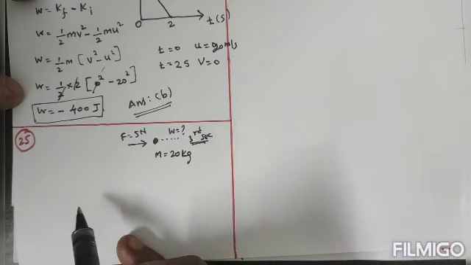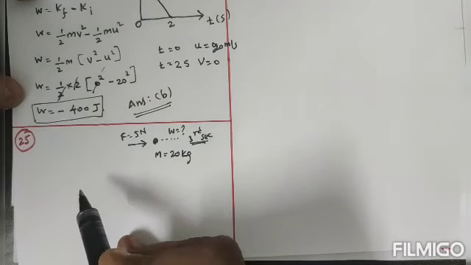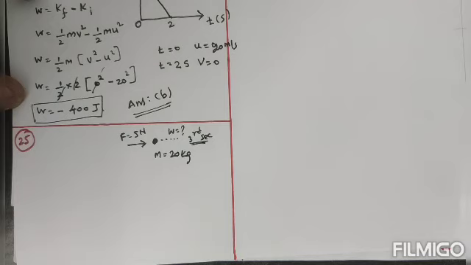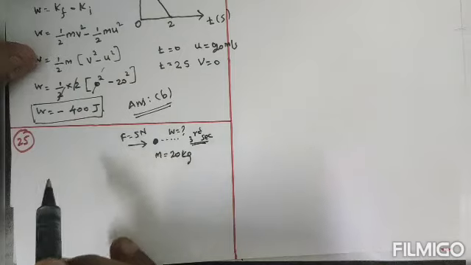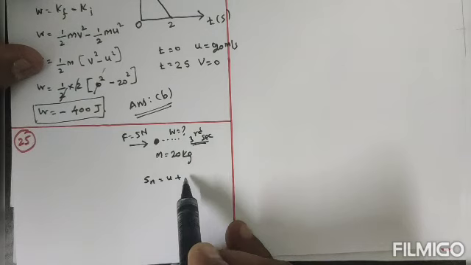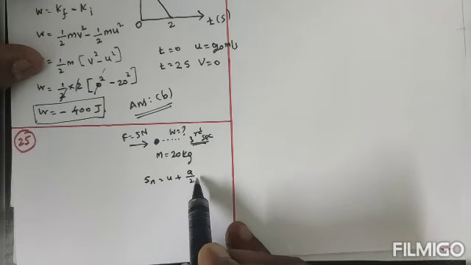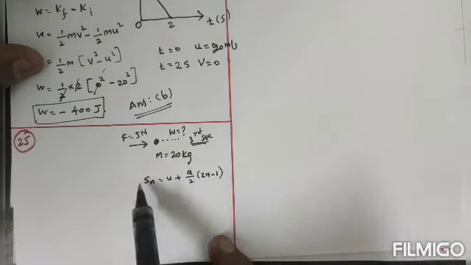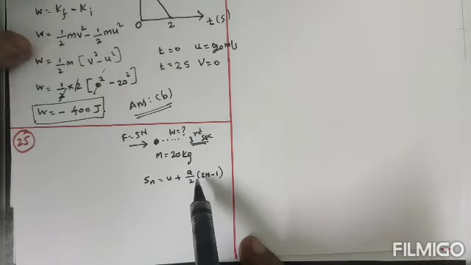So we know that for work done, generally, it is force into displacement. So we are going to calculate the nth second displacement. So that formula is Sn equal to U plus A by 2 into (2n minus 1). If we want to use this formula, we need acceleration.